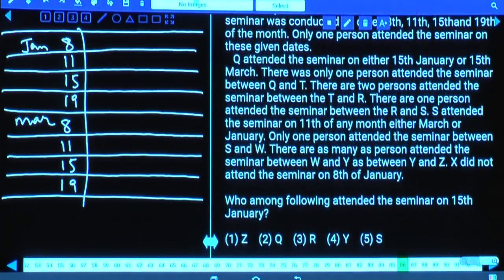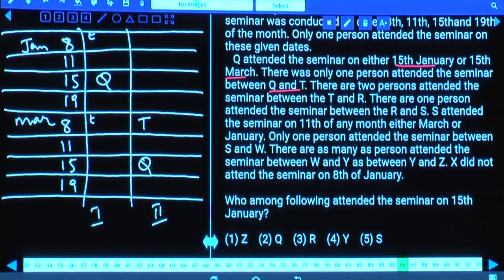Q attends the seminar either on 15th Jan or 15th March. Hence, there are 2 possibilities. We are representing these 2 possibilities simultaneously. There is only one person attending the seminar between Q and T. One person between Q and T, so T will be here. Now in this case, T can be either here or here. There are 2 possibilities in case 1, and 2 possibilities in case 2.